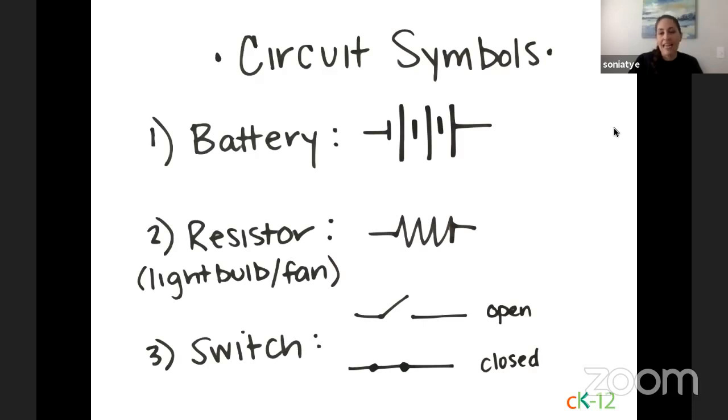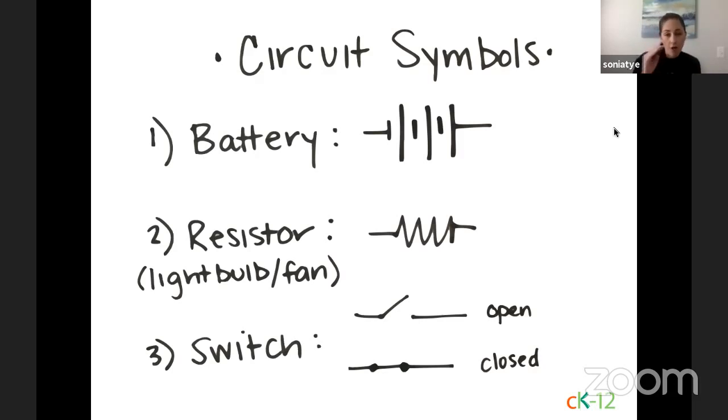Third symbol is a switch. So in a circuit, in order to allow us to have control over the electricity flowing through a circuit, we put in a switch. And when it's open, it's kind of like a line at an angle. When it's open, the electricity can't flow through. But when it's closed, you can see it has a nice path and it can flow through. So those are the two symbols for the switch.